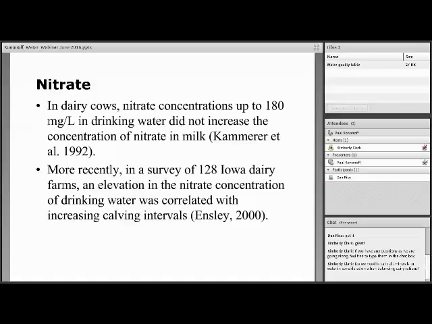Interestingly, this is a PhD thesis out of Iowa State University. Looking at a total of 128 Iowa dairy farms, they did observe that an elevation in nitrate concentration of drinking water was correlated with increasing calving intervals. So high nitrate in the water may result in increasing calving intervals, or reduced reproductive efficiency, in your dairy herd. So this is something to be concerned about. If you're worried about nitrate levels, you may want to think that this is a problem in terms of reproduction as well.